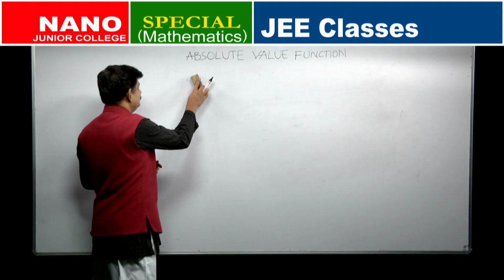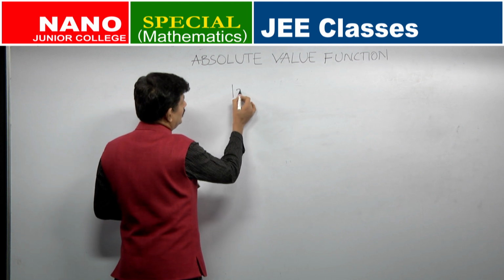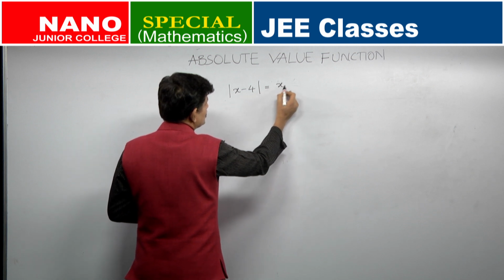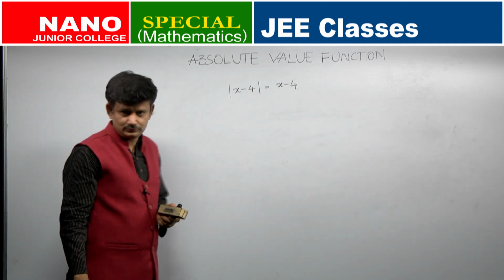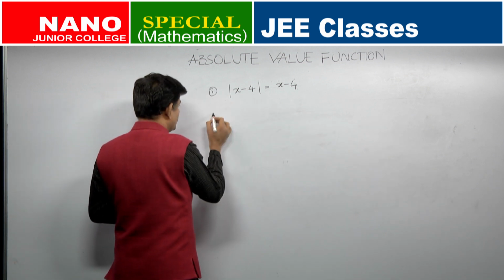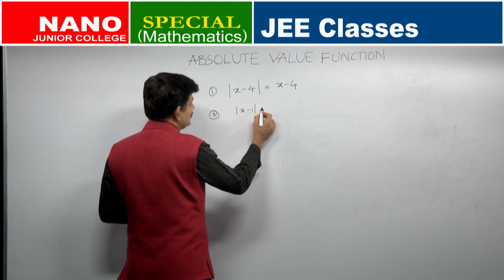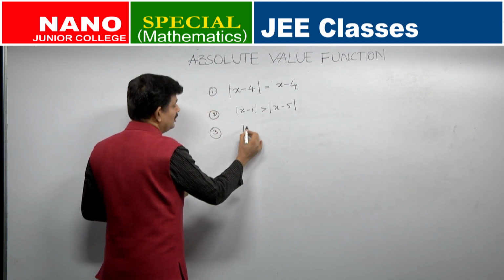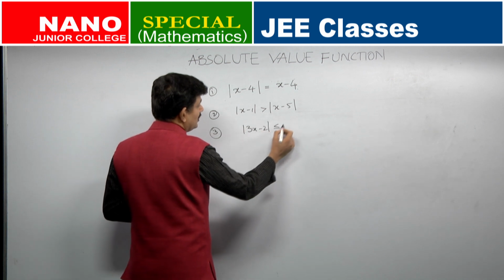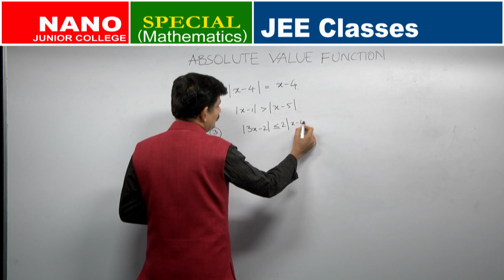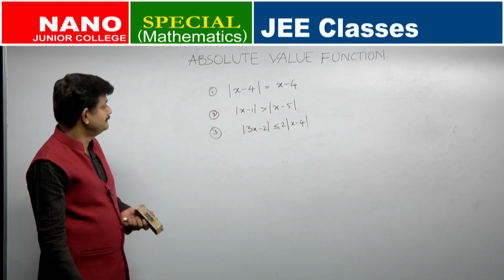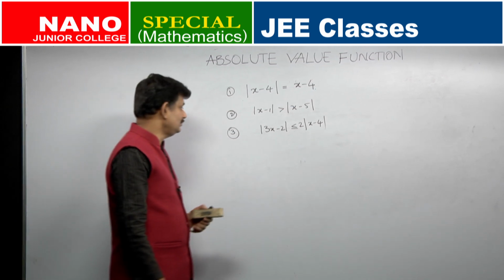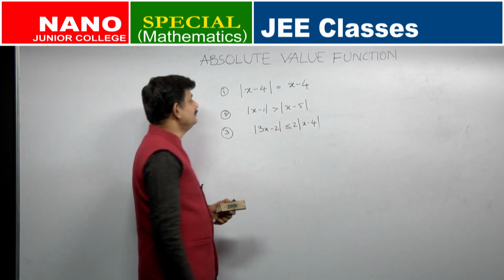Let me solve one question. Modulus of x − 4 is equal to x − 4. And let me also look at another question. Modulus of x − 1 is greater than modulus of x − 5. And third question, modulus of 3x − 2 is less than or equal to 2 times modulus of x − 4. Let me solve all these questions in one go geometrically. Third question I will also do it analytically.